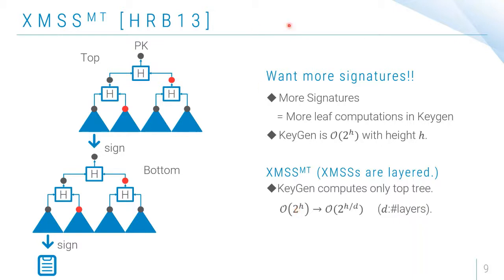For this motivation, XMSS^MT was proposed by Hülsing, Rausch, and Buchmann in 2013. The point is that key generation computes only the top tree, so the complexity is reduced from 2 to the power of h to 2 to the power of h divided by d, where d is the number of layers. In XMSS^MT, a higher tree signs the root of a lower tree, and the bottom tree signs a message.